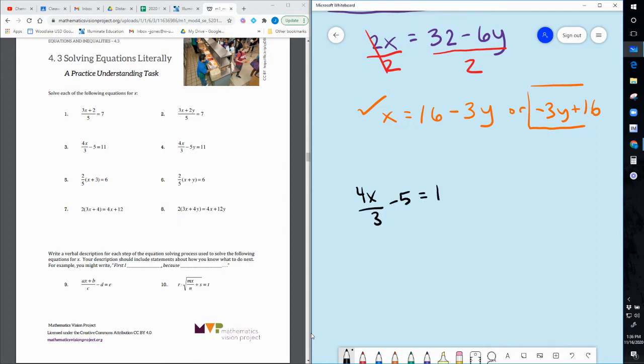Okay, now we're actually going to take care of this 5 first, because that addition or subtraction is separate from this whole section right here. So you're going to go ahead and add 5 first, and then take care of the 3.